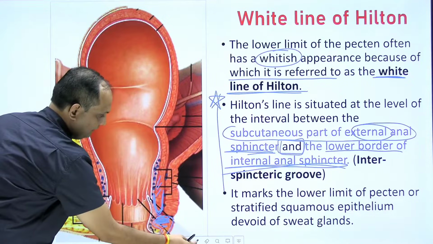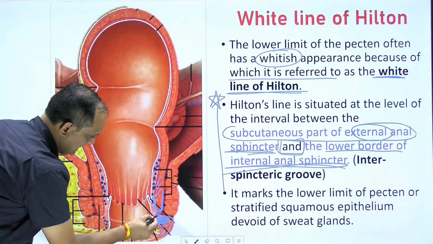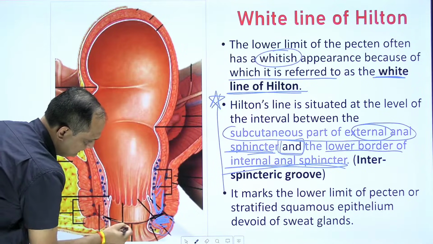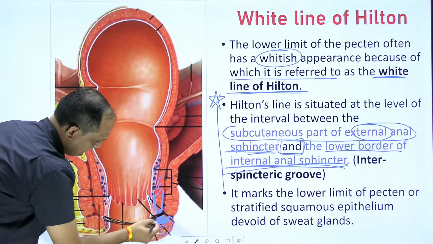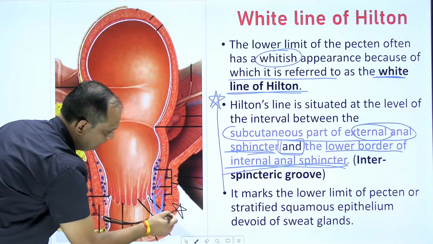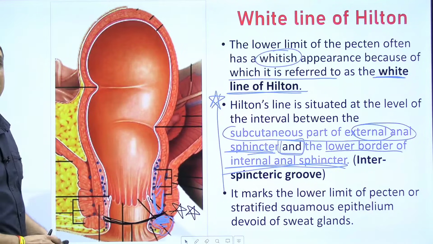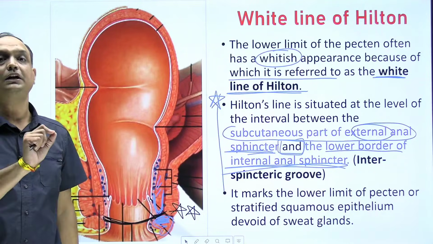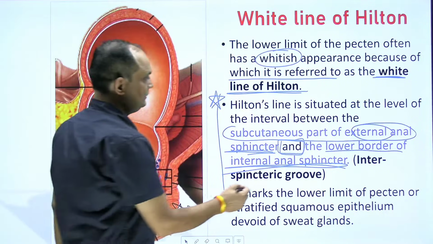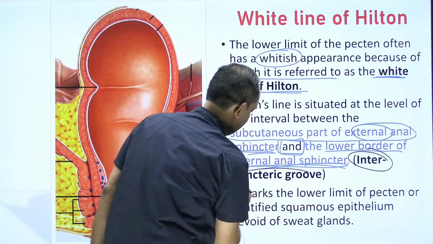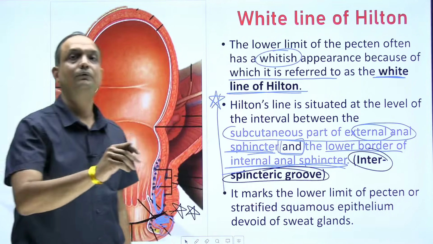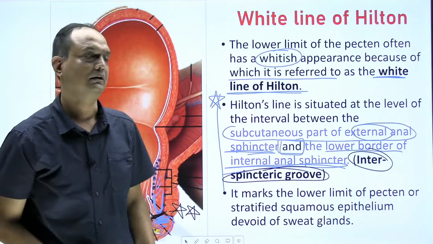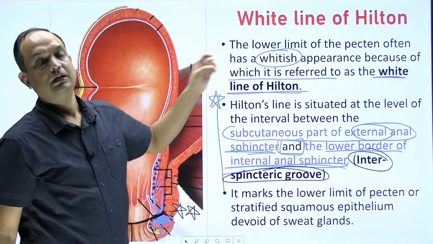Now, in between them, there is a junction, and at this level, inside the anal canal, you will find the white line of Hilton. So, this white line of Hilton is present at a groove between the two sphincters that is known as the intersphincteric groove. So, the intersphincteric groove demarcates which line inside the anal canal? Pectinate line or white line of Hilton? Answer is white line of Hilton.